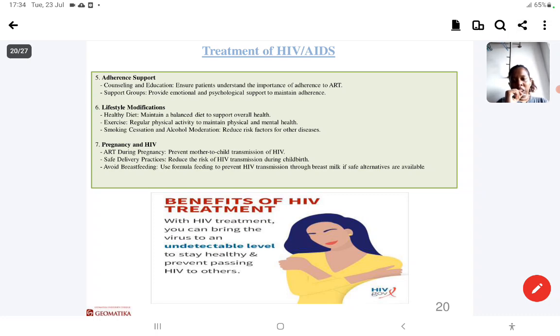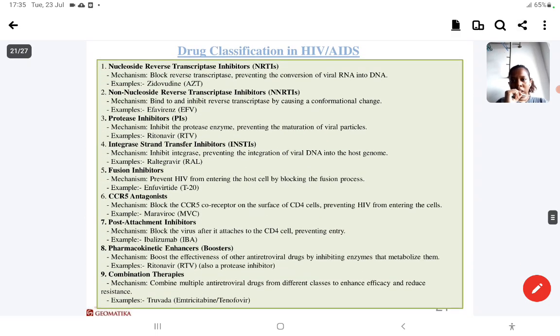So the picture is showing the benefit of HIV treatment: with HIV treatment you can bring the virus to an undetectable level and prevent passing HIV to others. Next we move to the next slide. So this one is the drug classification in HIV/AIDS.